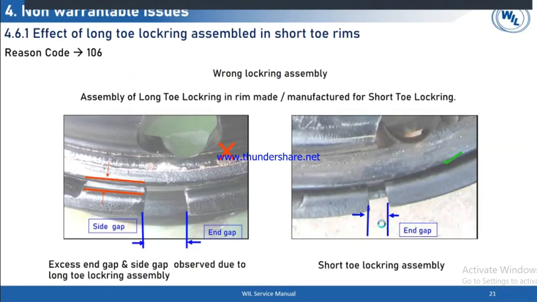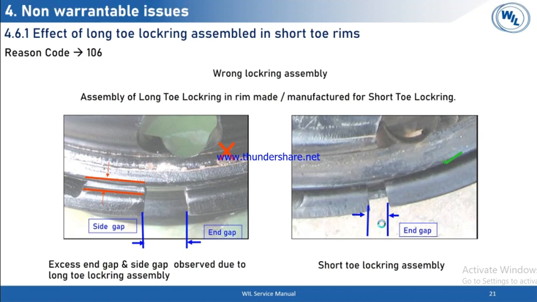Okay, so we'll move to the next slide. So the long toe locking assembly and short toe locking assembly, what we have seen is we have identified. But again, one more thing is usage of the wrong lock ring. If we assemble with the wheel rim, then there are chances where the locking end gap will have a difference.